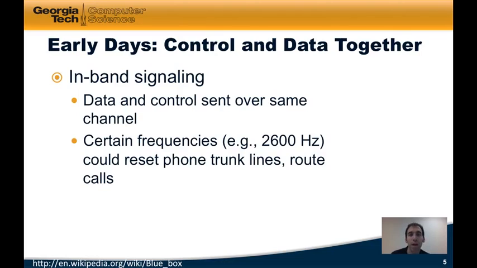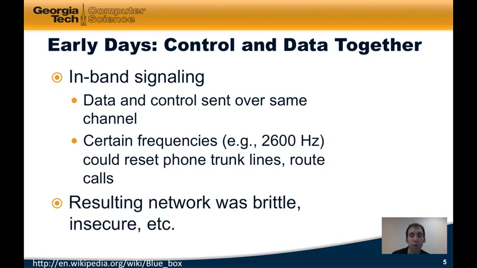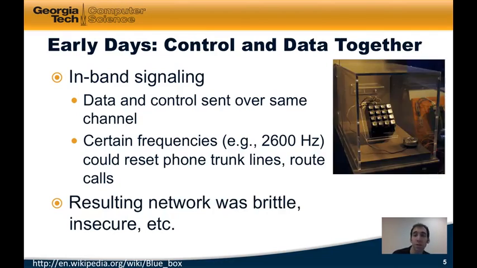While this offered some advantages in terms of simplicity, the resulting network turned out to be fairly brittle, insecure, and so forth. In particular, here's a picture of Steve Wozniak's Blue Box. Blue Box was something that various people, hobbyists, developed to send signals, pulses, frequencies over the phone network's channel to essentially take control of it. And this particular box was able to do things like reset a phone trunk line, route phone calls to a particular place, and so forth.